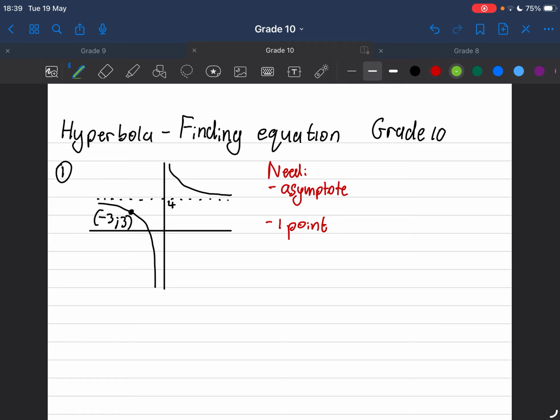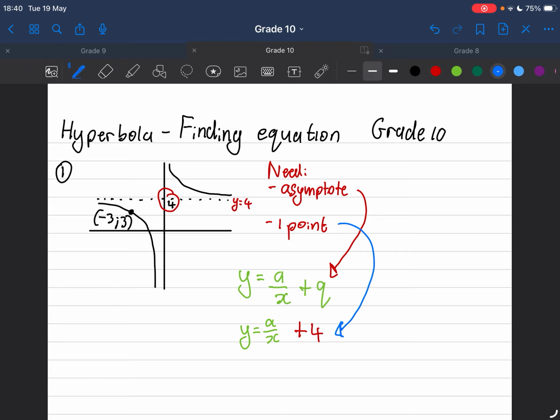And what do we do? We write down our standard form: y is equal to a over x plus q. Whatever our asymptote value is, that just goes for q. So in this case, our asymptote is at y is equal to 4. So we're going to take our function y is equal to a over x, and instead of q, we're going to put plus 4.